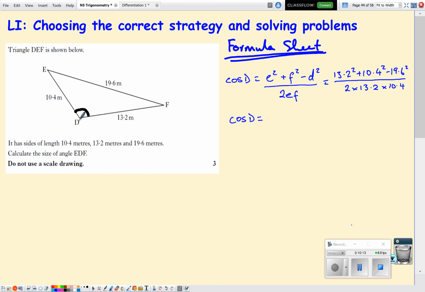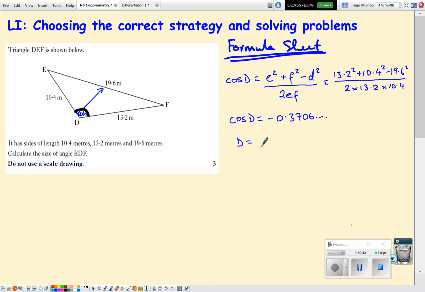Now cos D is an obtuse angle, right? We know that because, well, the first hint is it looks like an obtuse angle, but it's also the angle opposite the biggest side, so it's probably quite likely an obtuse angle. So we would maybe expect a negative value here, remember, okay? So when we put all of that in the calculator and go, you get negative 0.3706. So that kind of fits with what you thought you might get.